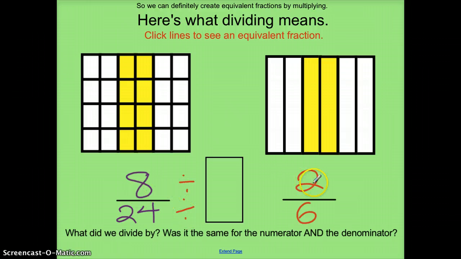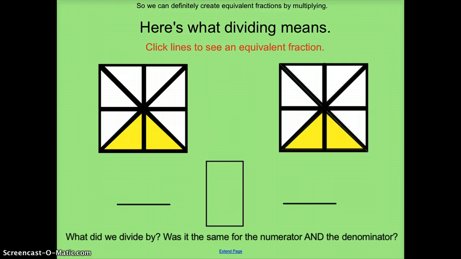Let's check my division here. 8 divided by blank is 2. If I'm not sure, I can do 2 times blank is 8. I know that's 4. 6 times blank is 24. That's 4. So 8 divided by 4 is 2. 24 divided by 4 is 6. My divisors are the same. 8/24 is equivalent to 2 sixths.